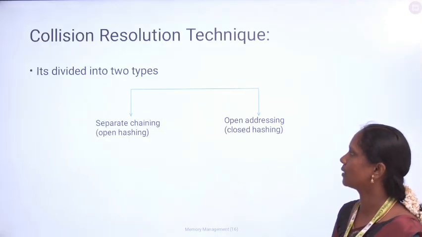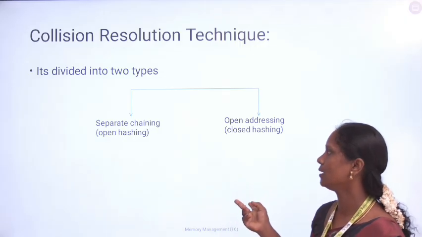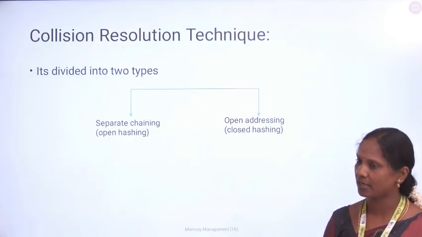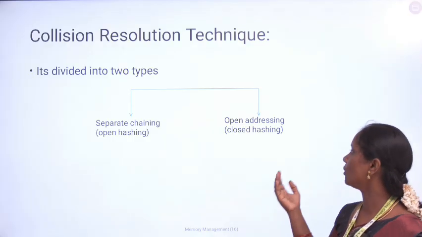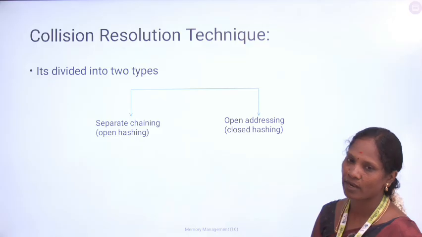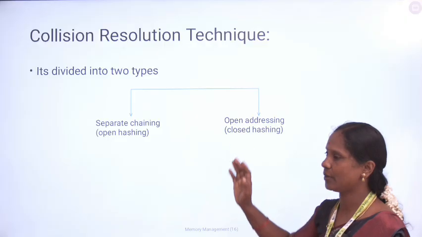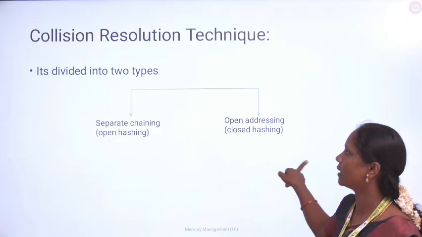And then the collision method, the collision resolution technique. We have two collision resolution techniques here. One is separate chaining. Separate chaining is open hashing, and open addressing is closed hashing. So here we have two kinds of hashing: one is open hashing and the other is closed hashing. Open hashing is separate chaining, and closed hashing is open addressing.